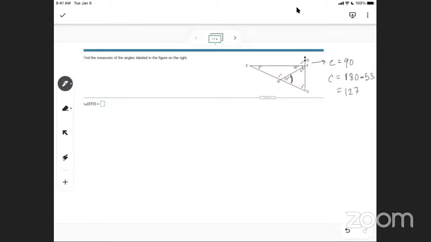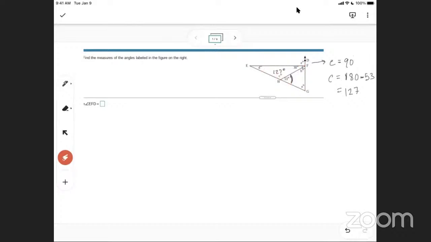Okay. Now if we have C, I'm going to write them in as we go. If C is 127, then what other variable can I find now? How about D? Remember, the big letters aren't things we have to find. These are just labeled. The angle measures are the small letters: A, B, C, D, and E. Those are the things I'm trying to find. You understand what I'm saying?